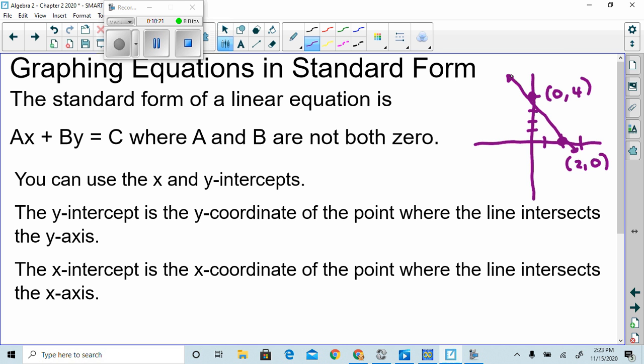So I'm going to leave you with that. We won't do the graphing today, but we will work a little more on those parallel and perpendicular lines. This is where we'll pick up next class.